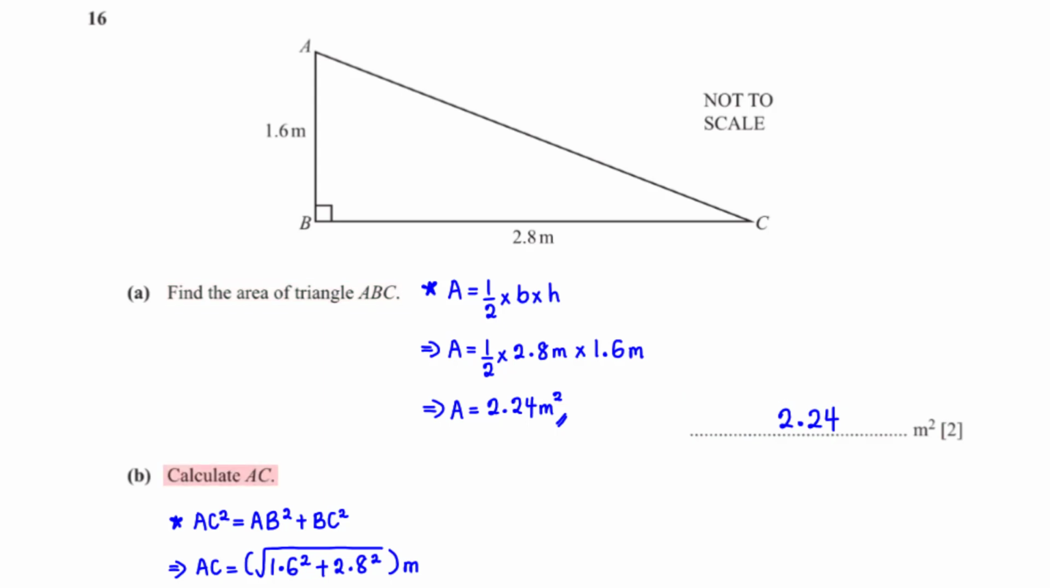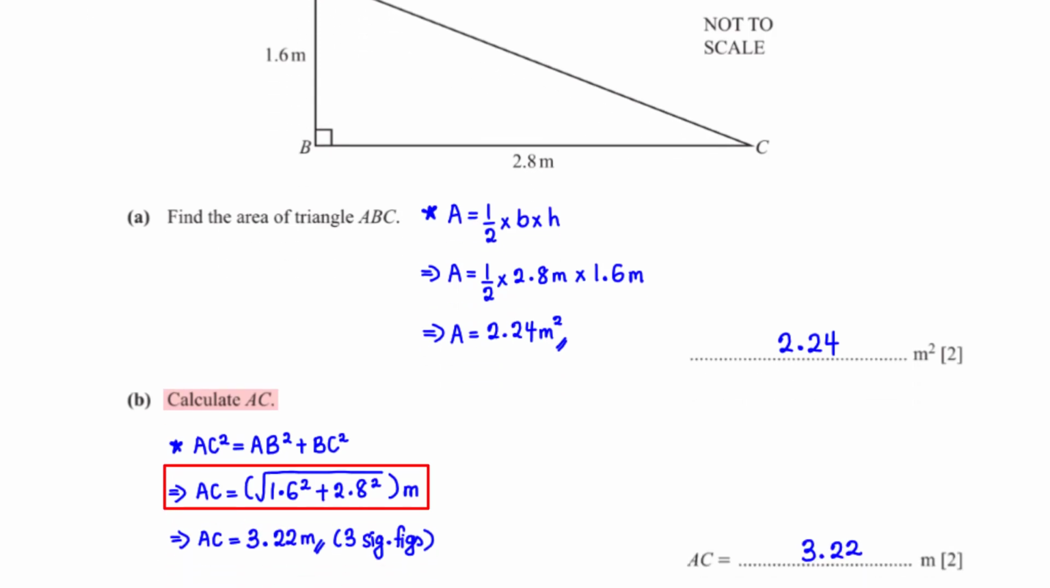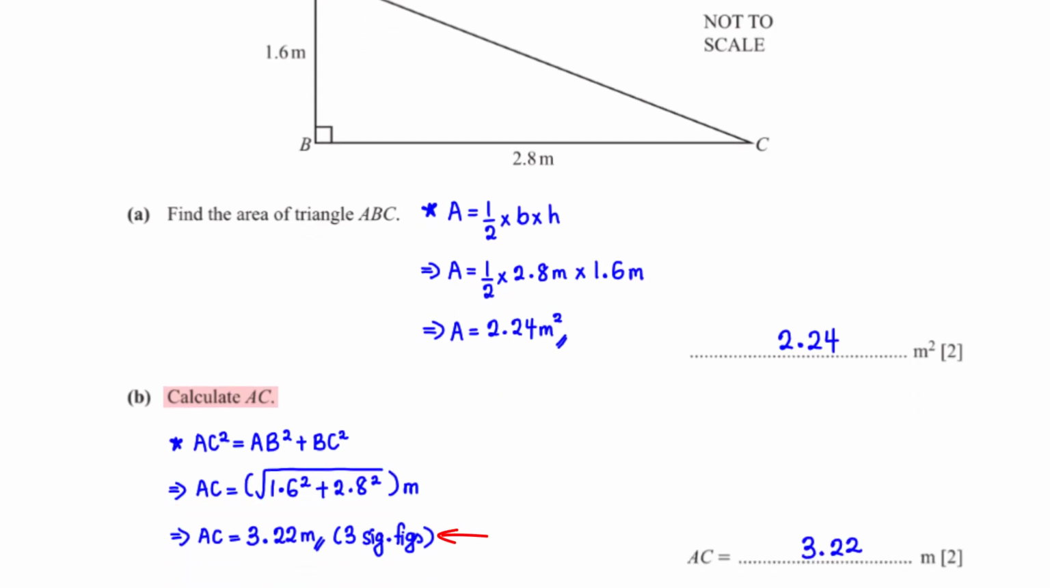Calculate AC. To get AC, we apply the Pythagoras theorem to the given right-angle triangle. This gives us AC squared equals AB squared plus BC squared. AB is 1.6 meters and BC is 2.8 meters. When we plug in these values into the equation and make AC the subject, this is what we get, which is equal to 3.22 meters rounded to 3 significant figures.